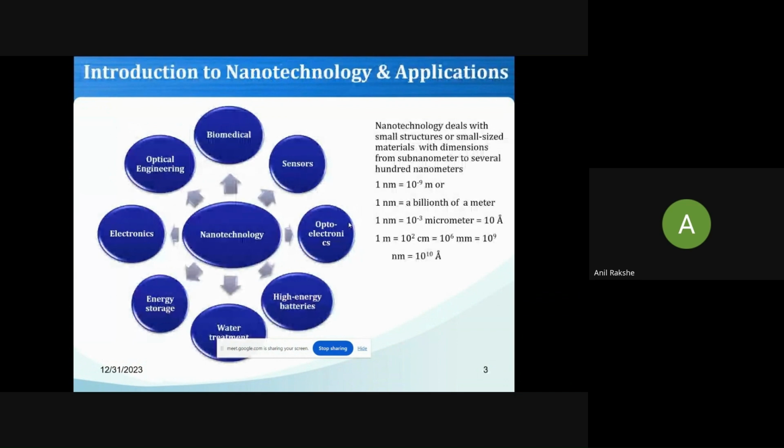So, introduction to nanotechnology and applications. It deals with small structures and small size materials with dimensions from sub-nanometer to several hundred nanometers. And the applications of the nanomaterials in various fields I have drawn here for your reference: biomedicals, sensors, optoelectronics, high energy batteries, water treatment, energy sources, electronics, optical engineering, etc. So I have focused on optoelectronics.